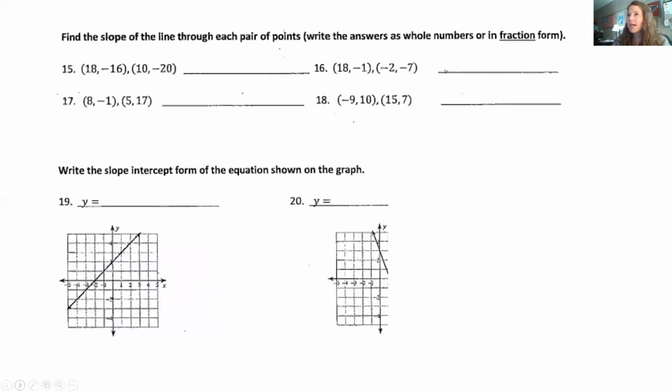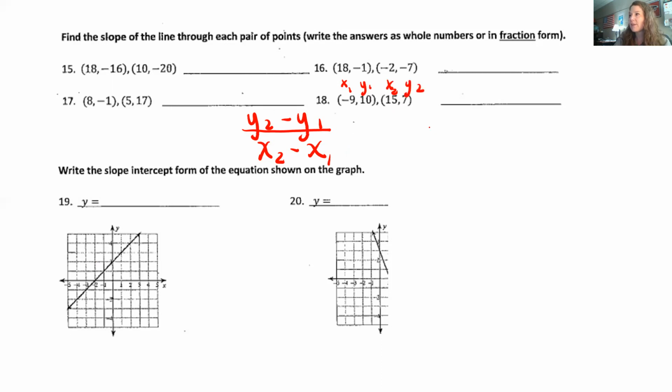All right, moving on. So 15 through 18, you're finding the slope from these pair of points. So remember, you're finding the change in y, and you're going to divide it by the change in x. So let's do one of them. We'll do 18. I'm going to call this x1 and y1, and I'm going to call this x2 and y2.